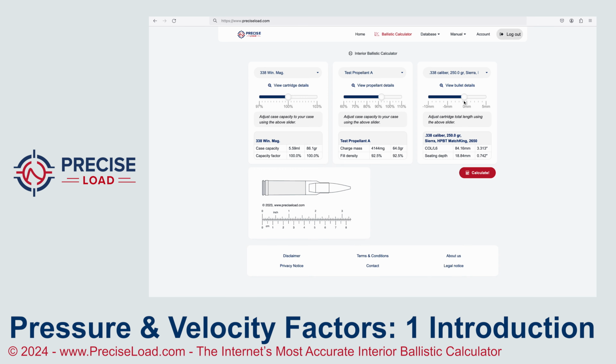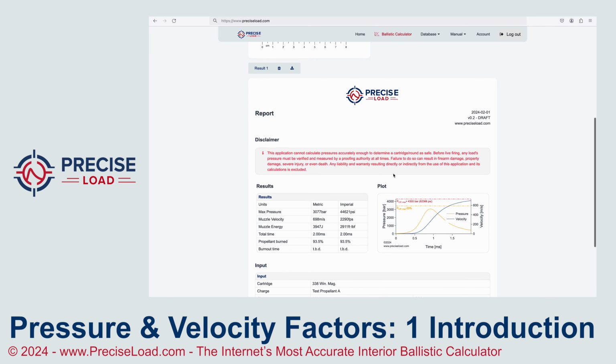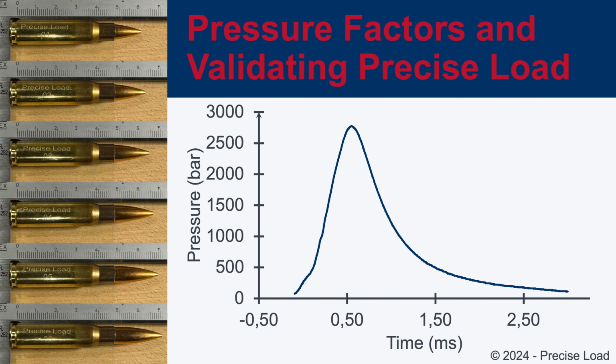www.preciseload.com, the internet's most accurate interior ballistic calculator. After the initial development of the core part of Precise Load, the first important thing to me was to verify the accuracy of my interior ballistic calculator. To achieve this, I conducted a series of experiments targeting to validate the precision of Precise Load.